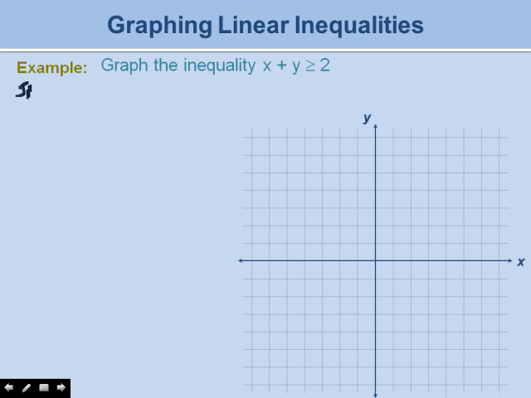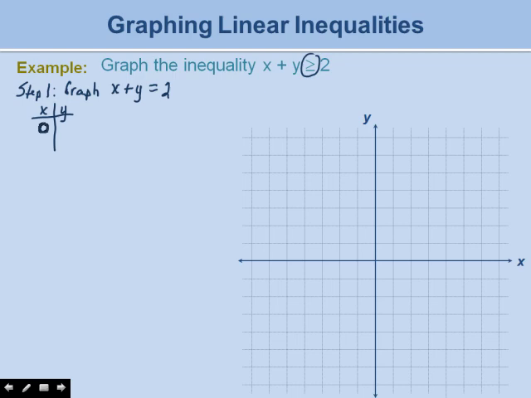So step 1 is that we're going to graph the related linear equation. To get that linear equation, we're just going to replace our inequality symbol right here with an equal sign. So we want to graph the line that goes with the equation x plus y is equal to 2. And remember, all we need to graph a line is 2 points. So we can plug in some easy numbers for x and y and get our 2 points to graph.